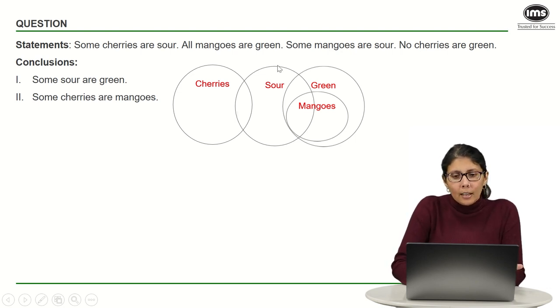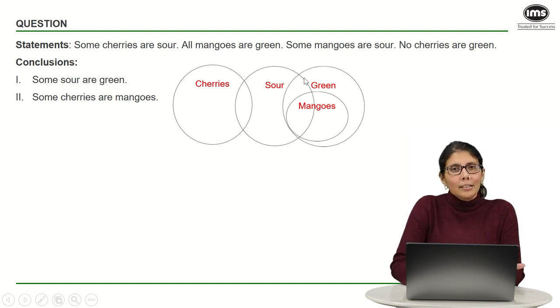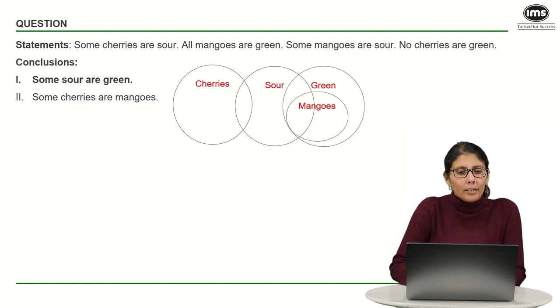Well, yes. We can see that the circle sour is clearly intersecting with the circle green. This is the area that we are referring to when we say some sour are green. So, my first conclusion is definitely valid. The second one here, some cherries are mangoes.